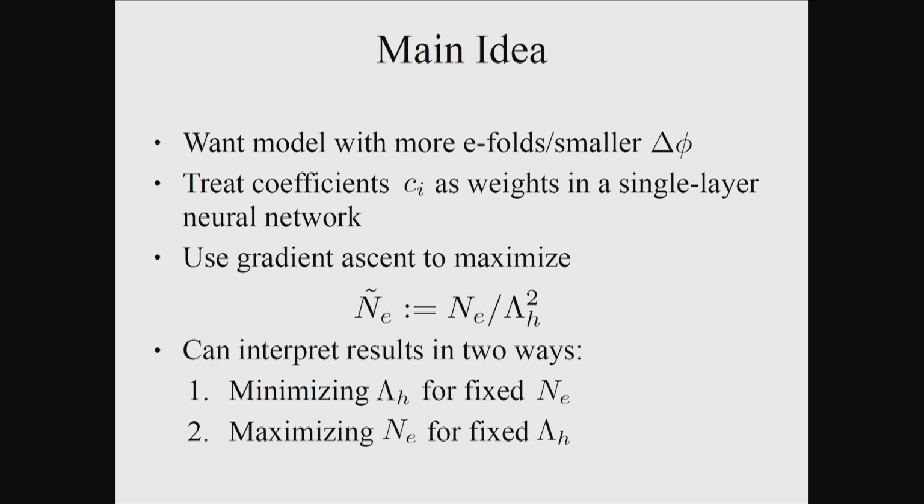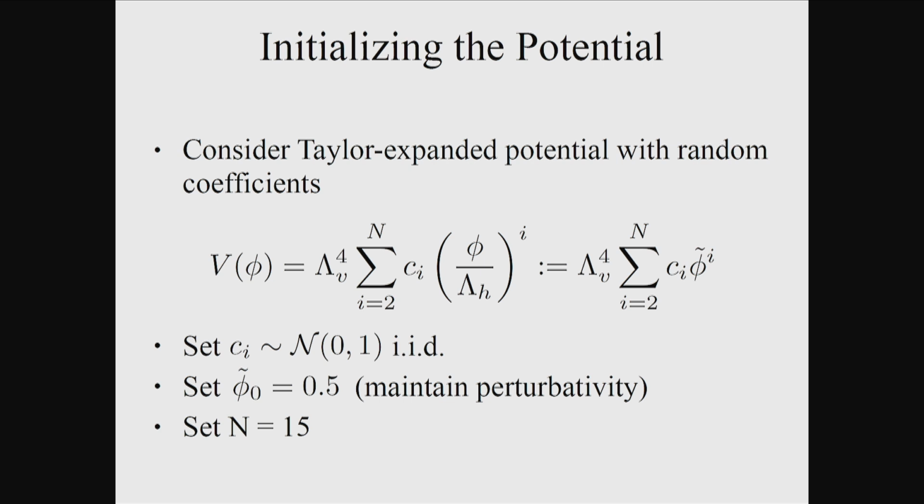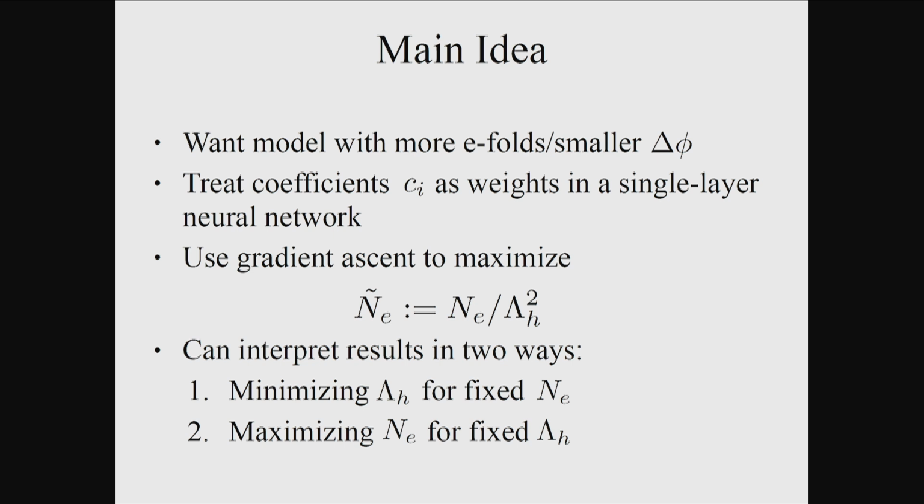And we're going to use gradient ascent to maximize this tilted number of e-folds, which is simply Ne divided by the horizontal scale lambda h squared. This Ne tilde here is simply what you compute if you use our formula for e-folds using this tilted potential right here. So from the perspective of machine learning, this is extremely simple. Perhaps it doesn't even deserve to be called machine learning. All we're doing is training these weights here in a single layer network. But for our intents and purposes, this is all that we need to do.